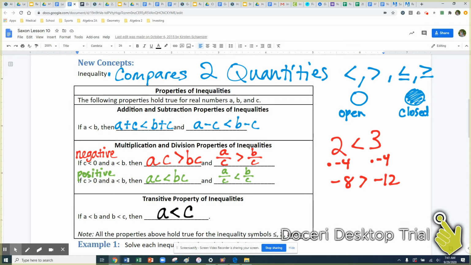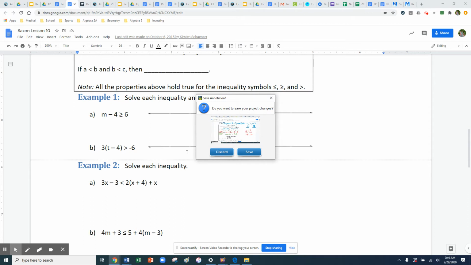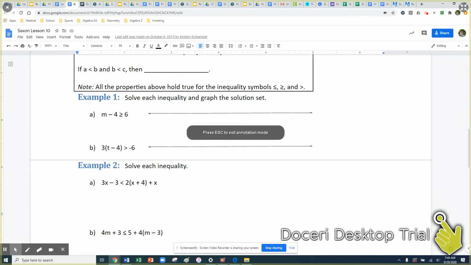All right. So we'll look at practicing a couple and graphing, and then we're going to look at a couple of special cases. So example 1, we're going to solve out for our given variable, and then we'll graph where our solution set would be. So our first example, we've got m minus 4 is greater than or equal to 6.